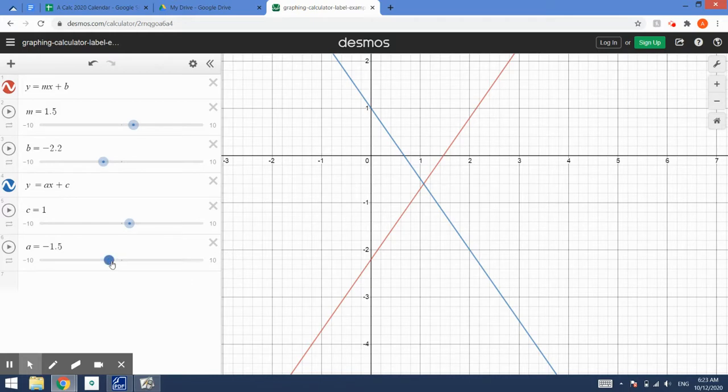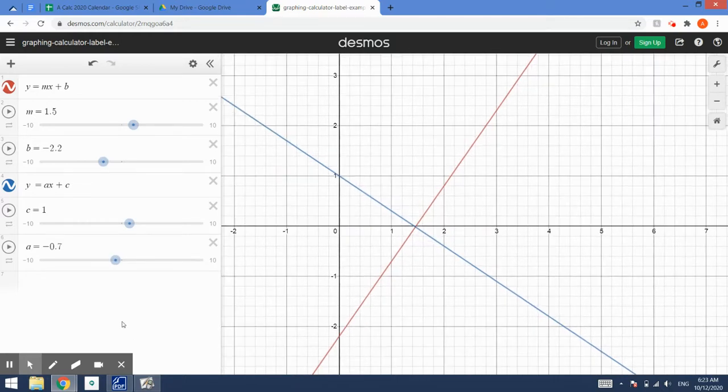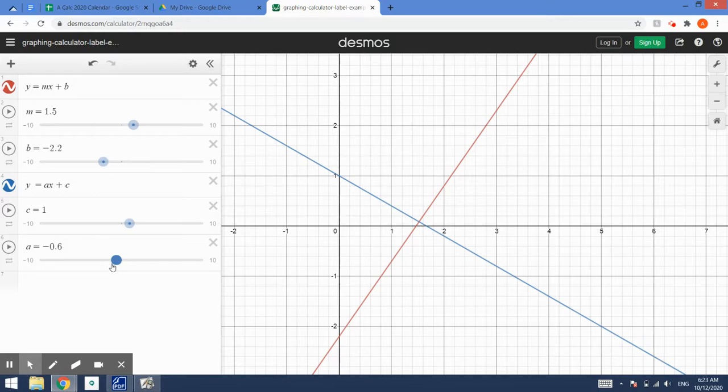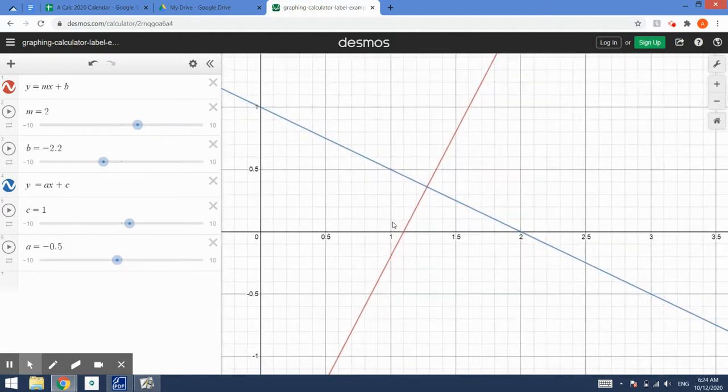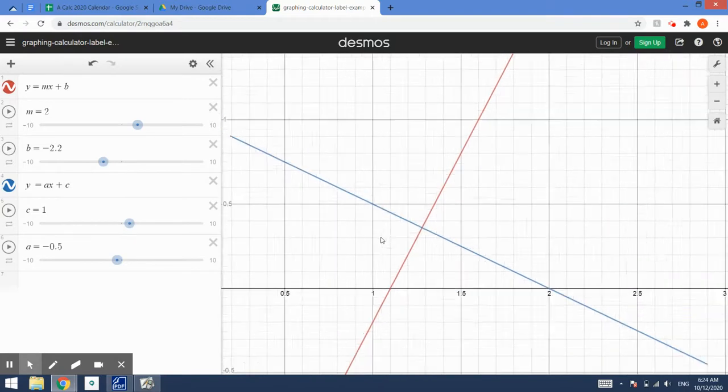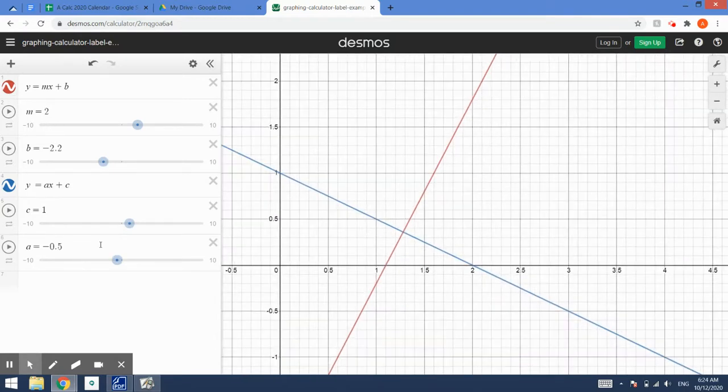But let's play around with it. We know it has to be a little bit less steep. So, I mean, that's okay. And that's okay. So it's going to be between negative 6.6 and negative 0.7. Well, let's try making this a 2. And hey, those meet up at a right angle. So we have 2 and negative 0.5. Or you can also say that's going to be negative 1/2.